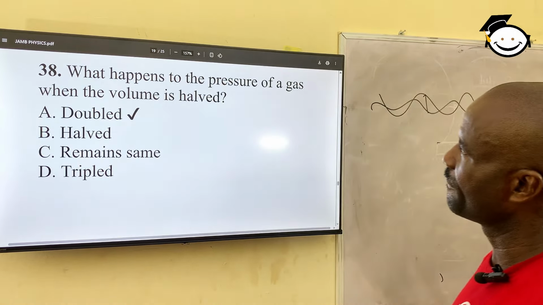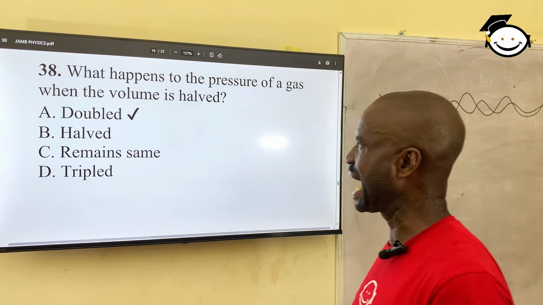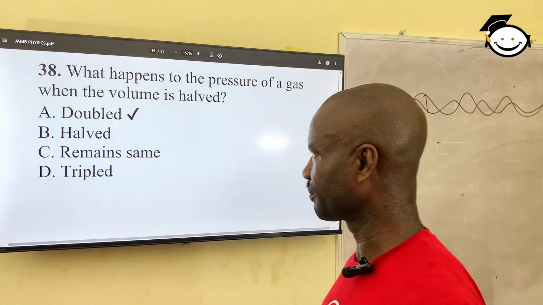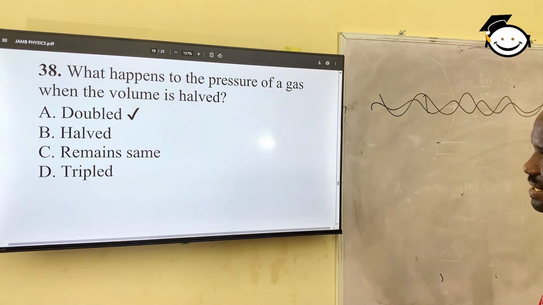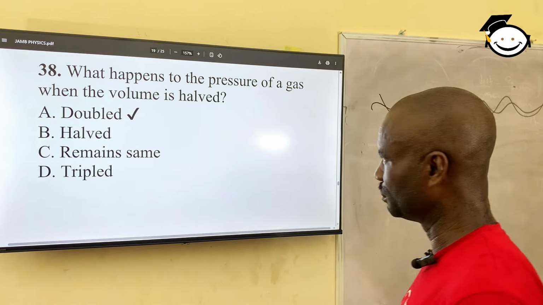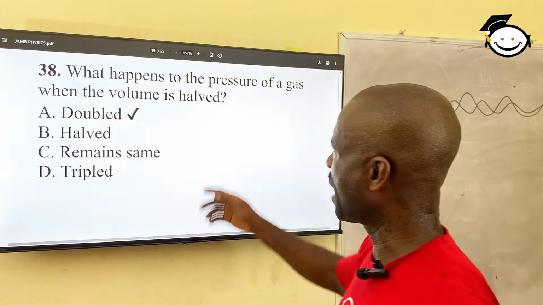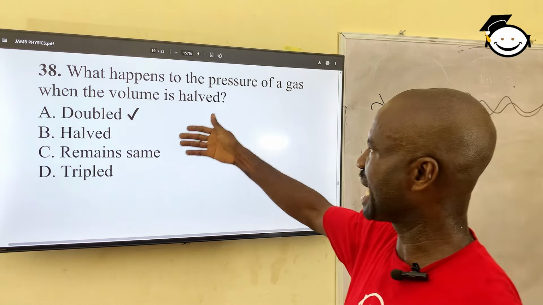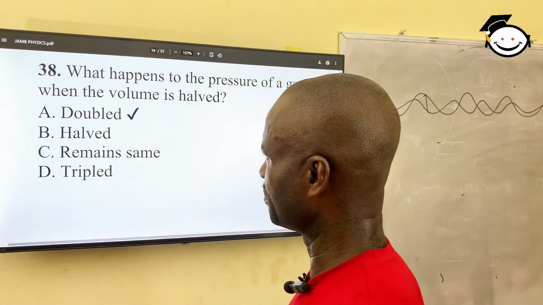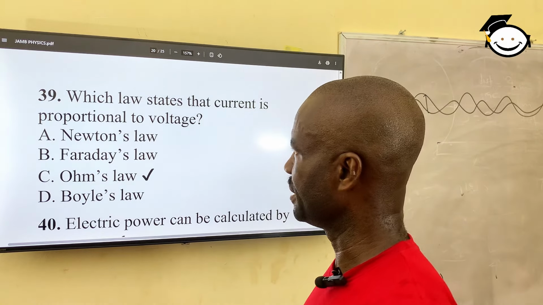Question 38. What happens to the pressure of a gas when the volume is halved? This has to do with Boyle's law. It says the pressure of a gas is inversely proportional to the volume, meaning the higher the pressure, the lower the volume. So what happens to the pressure of a gas when you halve the volume? Of course, the pressure will double, based on Boyle's law. So the correct answer is A.